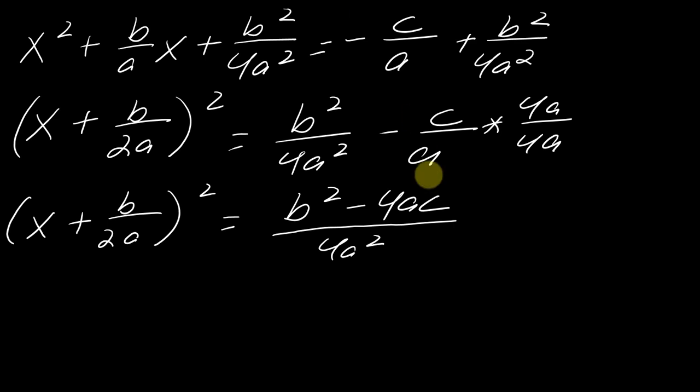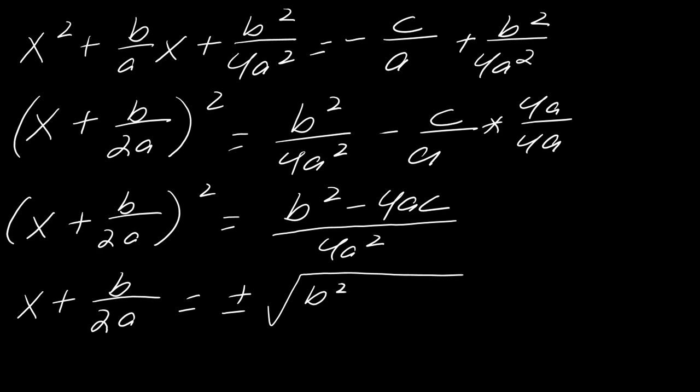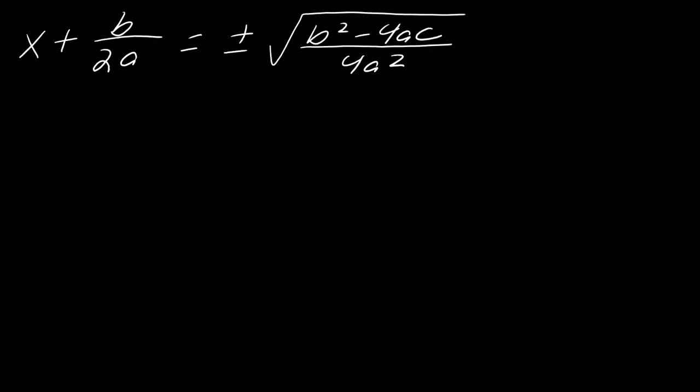Okay, so now I've done as much as I can with this problem. Now I need to use the square root property. I'm going to take the square root of both sides, and so this is going to become x plus b over 2a equals plus or minus the square root of b squared minus 4ac over 4a squared. Okay, let me make a little more space.